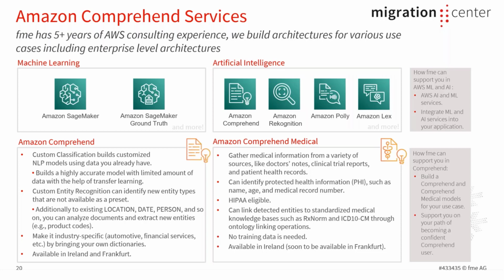Also, there is SageMaker Ground Truth, which is a service that helps you create training data sets. It hires workers, actual people, to label your data for you and turn it into an accurate, labeled data set that you can train your model on. Obviously, there are many more services in the machine learning department, and then there is artificial intelligence.